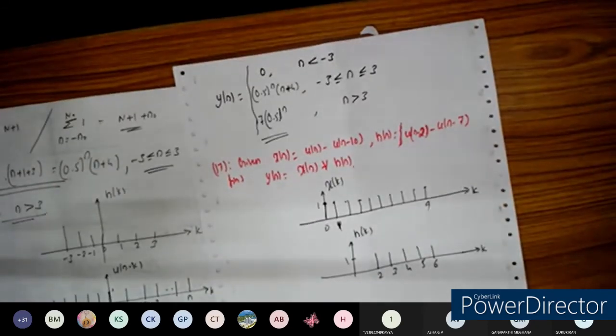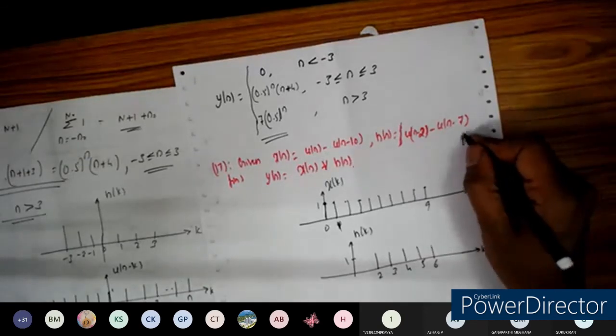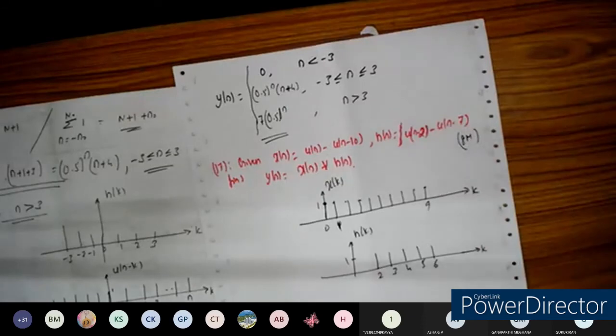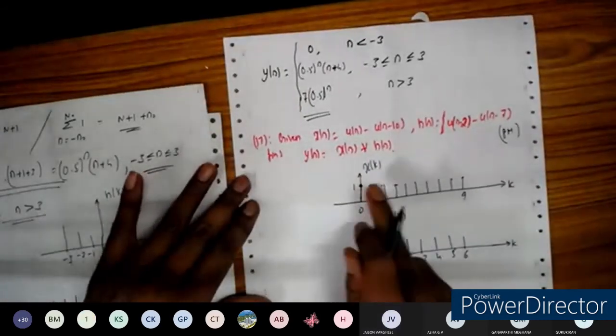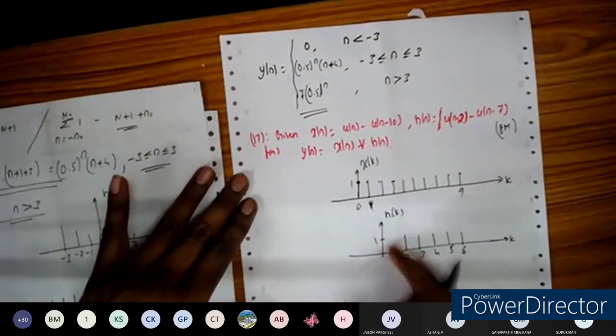Okay, so now tell me, which signal shall we introduce the shift in? This is the exam question asked for 8 marks. Which one shall we shift, x of k or h of k? X of k, sir. Okay, fine. Let us introduce the shift in x of k here, so h of k we are going to keep as constant.